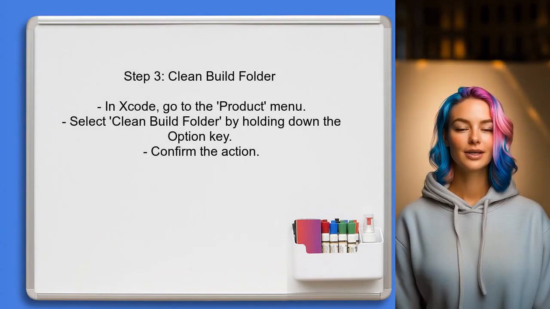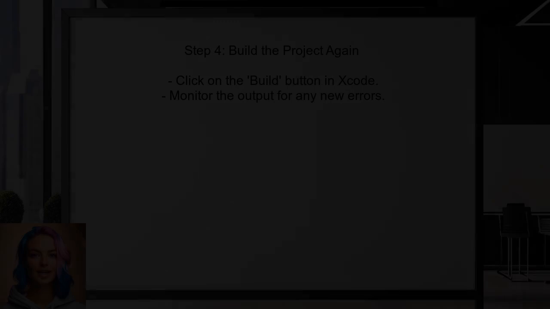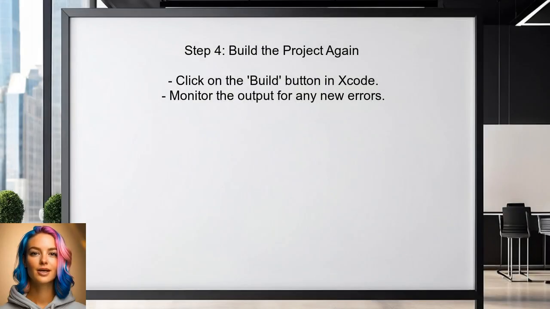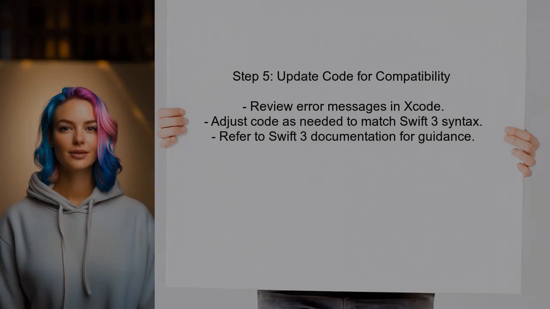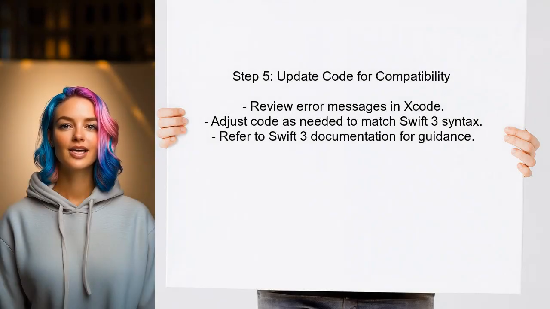Now the user should clean the build folder to remove any cached data that might be causing conflicts. This can be done easily in Xcode. After cleaning the build folder, the user should try building the project again. This will help identify if there are still any remaining issues. Finally, if the user continues to encounter errors, they may need to update their code to ensure compatibility with Swift 3. This might involve adjusting syntax or method calls.